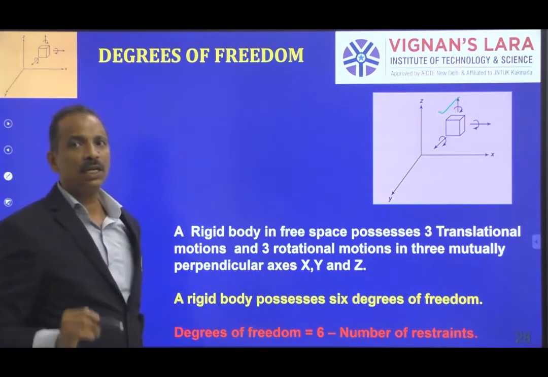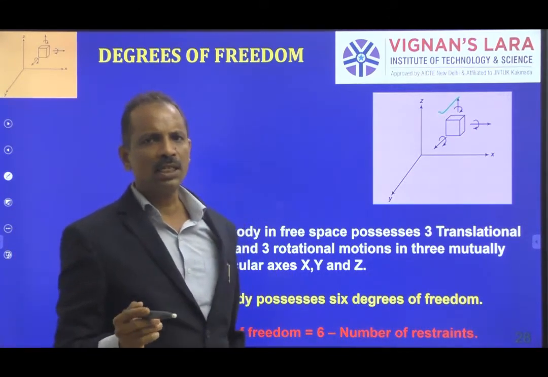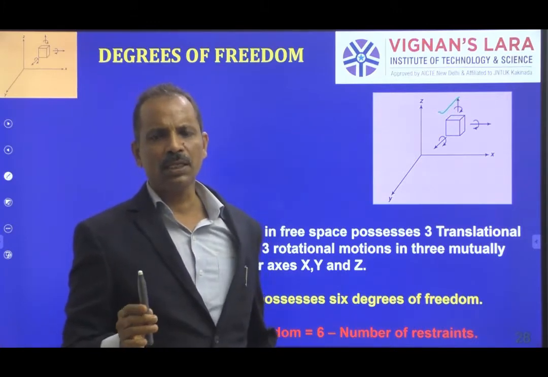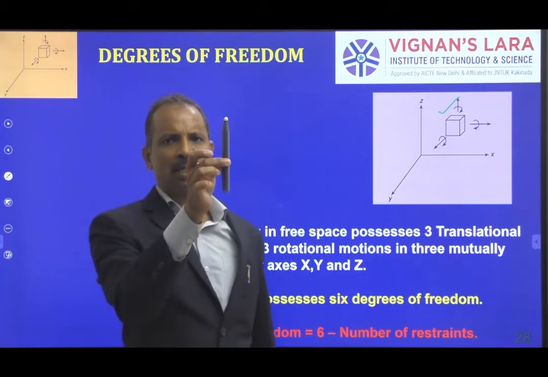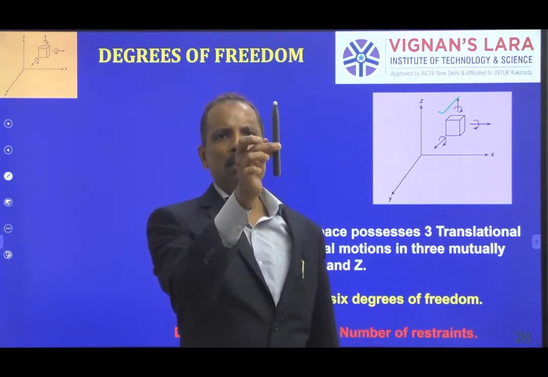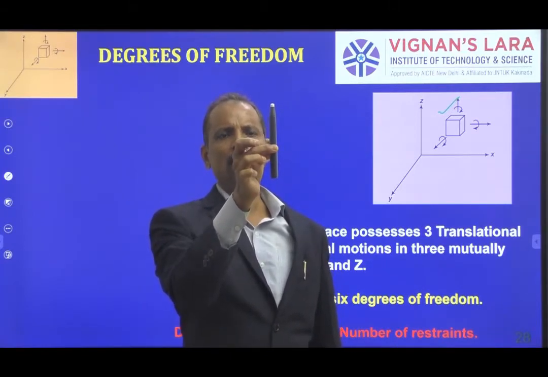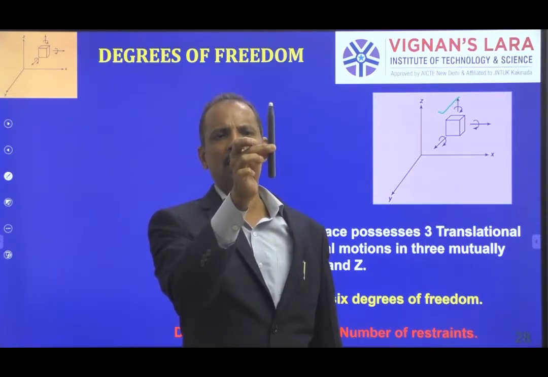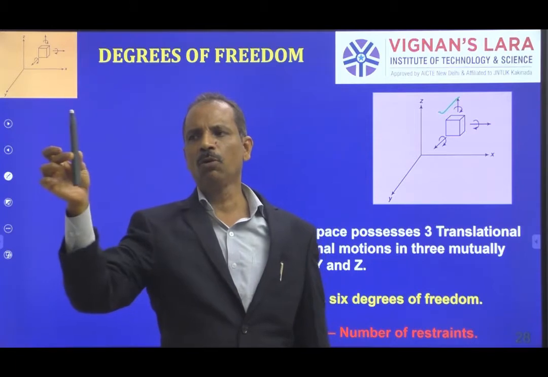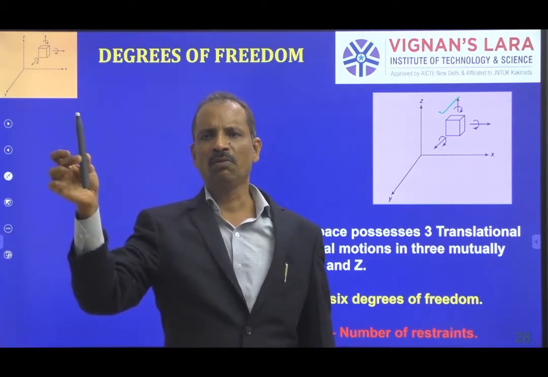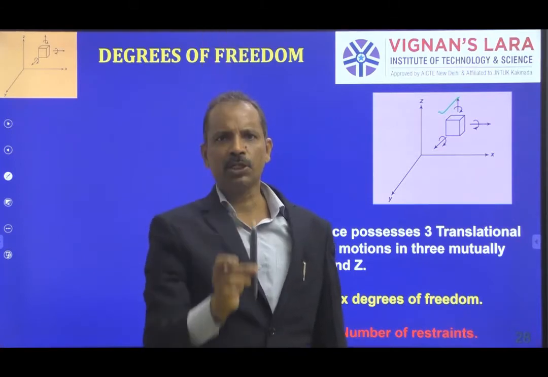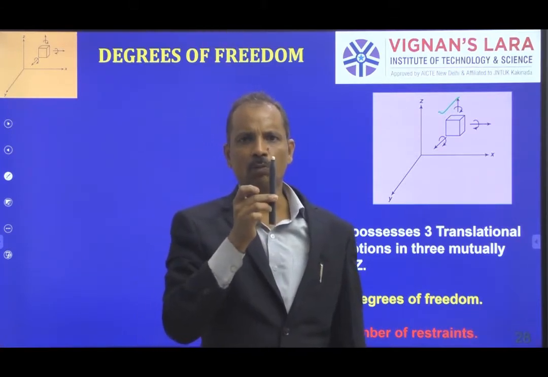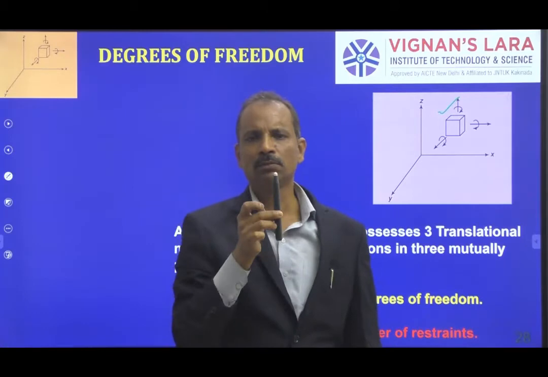Take a rigid body like this in free space. How many ways can this rigid body in free space move? Let us see. This body is a rigid body. It can move with three translational motions. It can move in the x direction, if I consider this as x, and it can move in the y direction, and it can also move in the z direction.